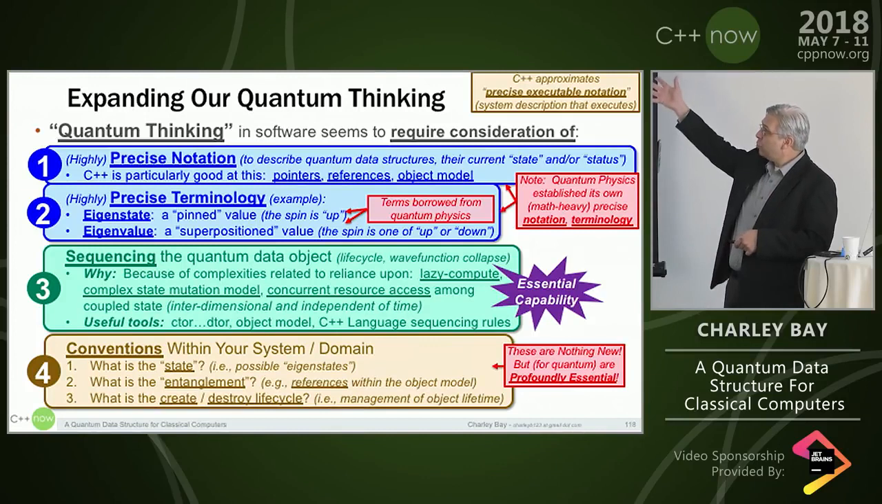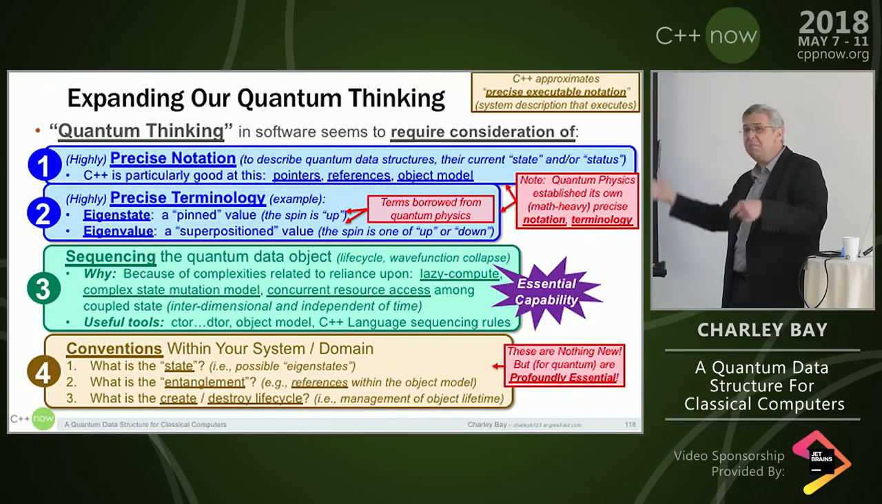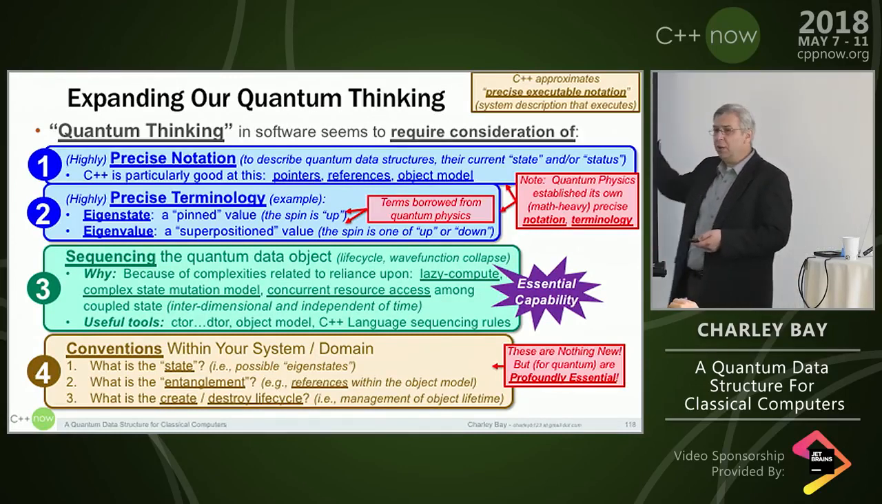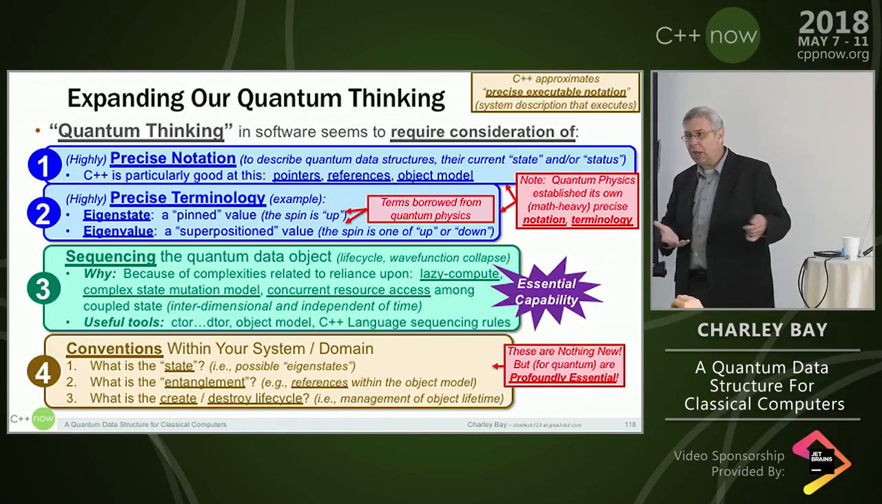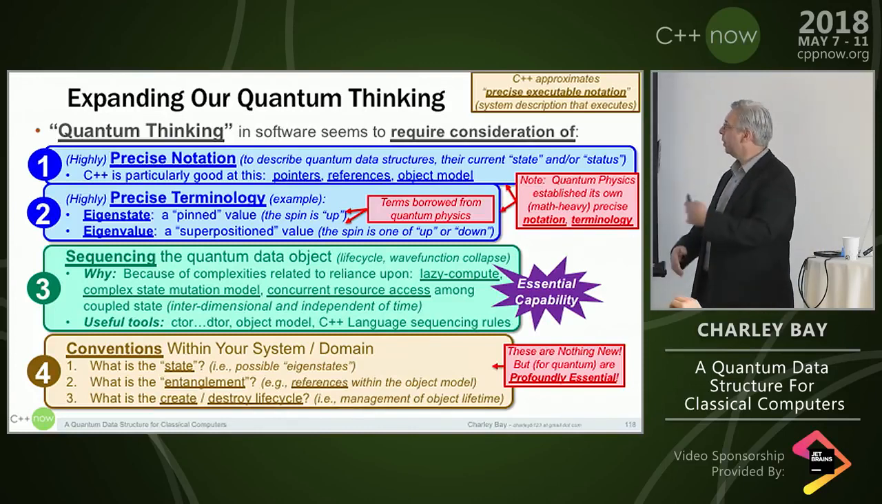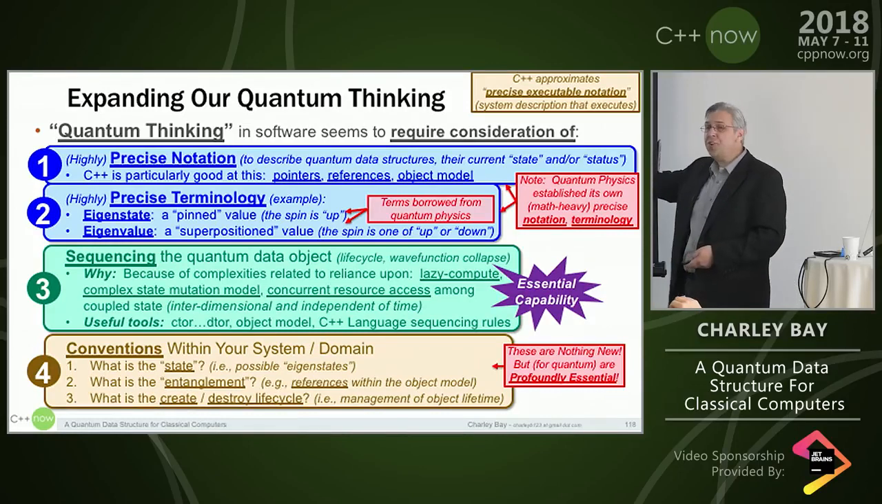So notation and terminology, pretty important. Eigenstate, eigenvalue, yeah, okay, the physics guys did that, maybe we should just use their terms. And the sequencing we have to be careful with: we're using the state, we're productively employing the state, but we can't look at it. Don't look at it until you trigger the wave function collapse, that essence of mutation, our essence of measurement.